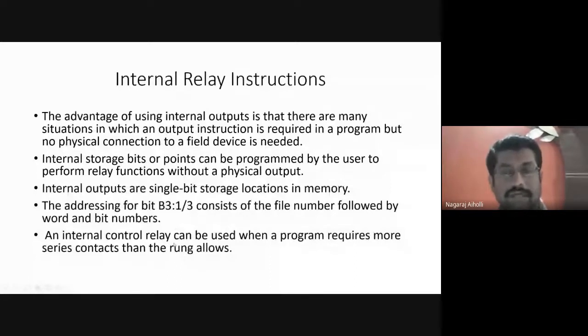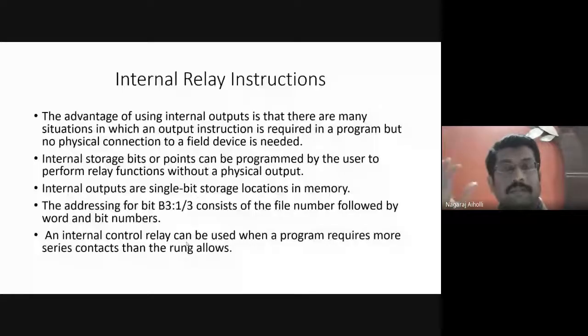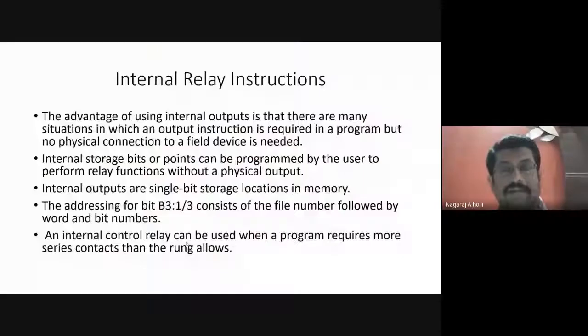An internal control relay can be used when a program requires more series contacts. When this control relay bit is used, it is usually because the program requires more contacts per rung than the limit specified by the PLC. PLC manufacturers mention a limit on the number of contacts in one rung or in the ladder diagram. That is the matrix we have seen in the last class, the PLC matrix limitation diagram. It is the maximum number of contacts that can be used in the rung diagram.